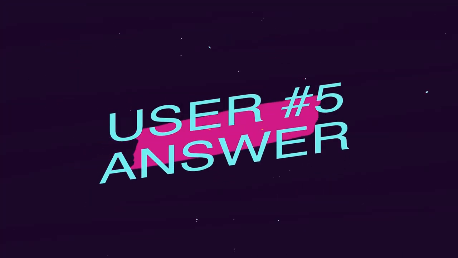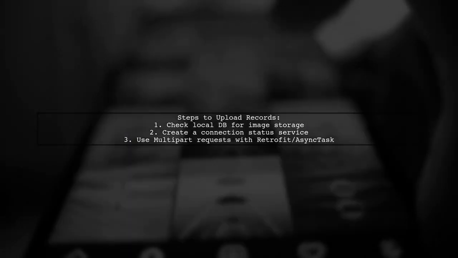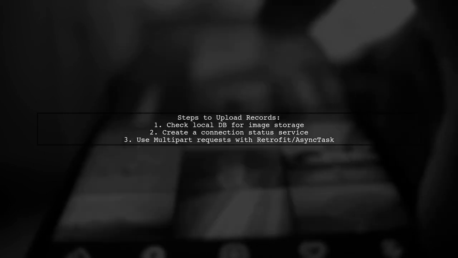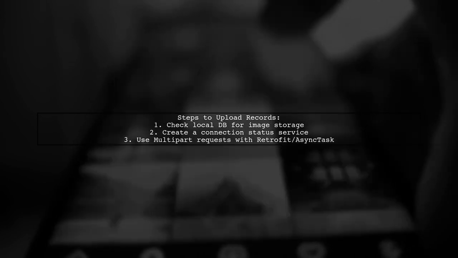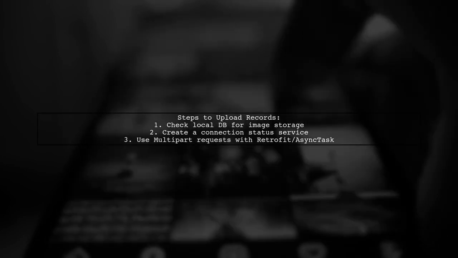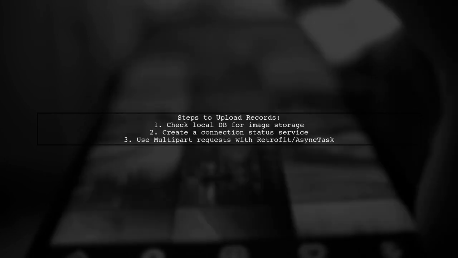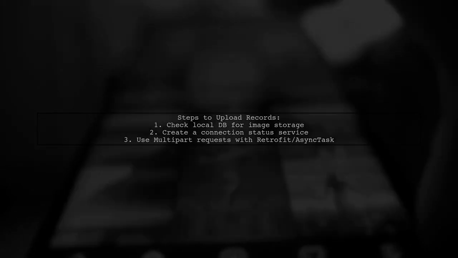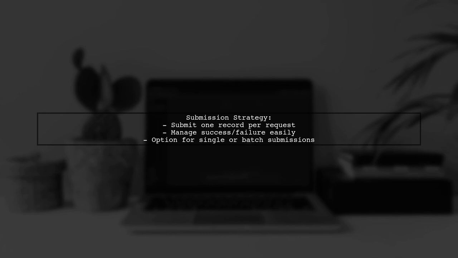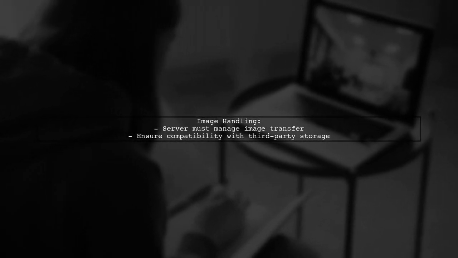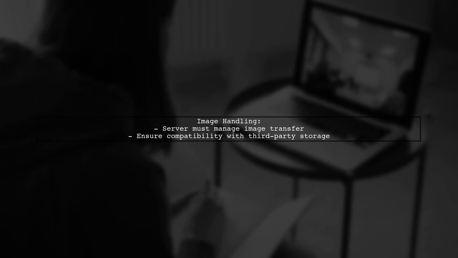Let's now look at another user-suggested answer. To upload over 1,000 records with images from your app, first determine how you've saved the images in your local database. Then create a service to monitor the connection status. When connected, submit each record as a multi-part request using Retrofit or Async Task. It's best to submit one record at a time with Retrofit or Async Task. This makes it easier to manage the success or failure of each upload. You can choose to submit records individually or in batches, depending on your needs. Lastly, if your data includes images, ensure your server can handle the process of transferring images to a third-party server for storage.